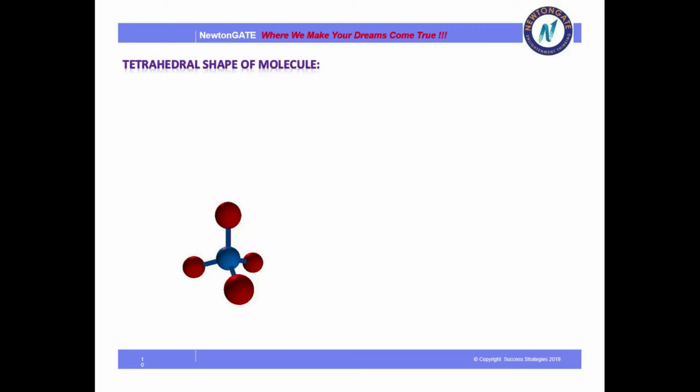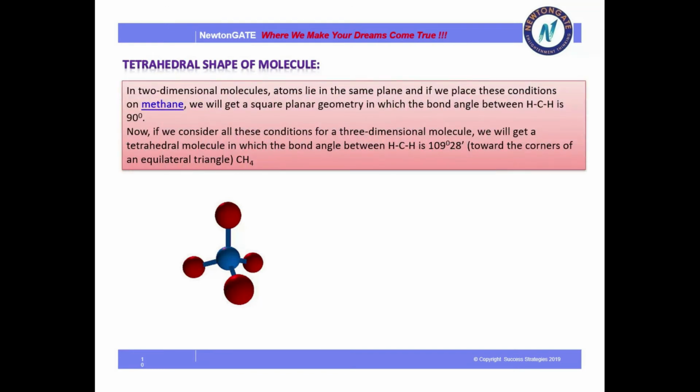Next come to the tetrahedral shape of molecule. In a two-dimensional molecule, atoms lie in the same plane, and if we place these conditions on methane, we will get a square planar geometry in which the bond angle between HCH is 90 degrees. Now, if we consider all this condition for a three-dimensional molecule, we will get a tetrahedral molecule in which the bond angle HCH is 109 degrees 28 minutes. Example is CH4. Here in the picture you can see CH4 has a bond angle of 109.5 degrees. This is the tetrahedral shape of molecule. Clear?